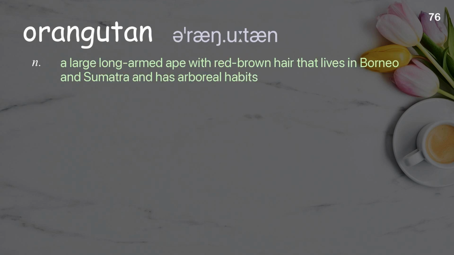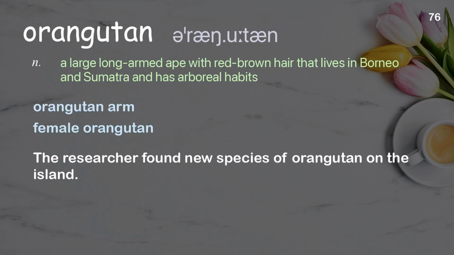Orangutan. A large long-armed ape with red-brown hair that lives in Borneo and Sumatra and has arboreal habits. Examples: Orangutan arm. Female orangutan. The researcher found new species of orangutan on the island.